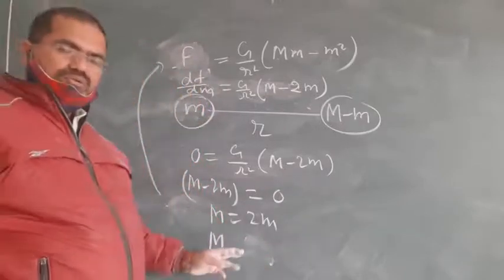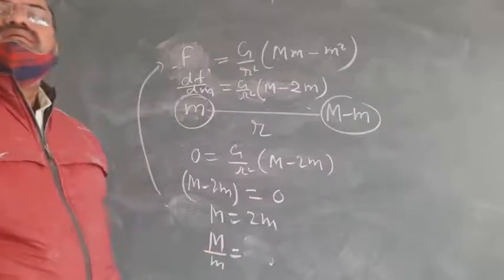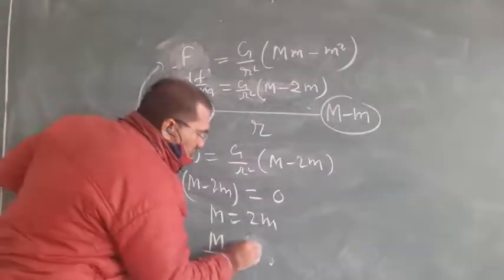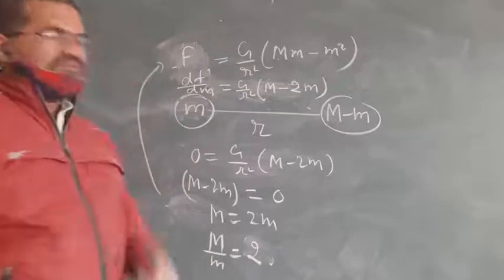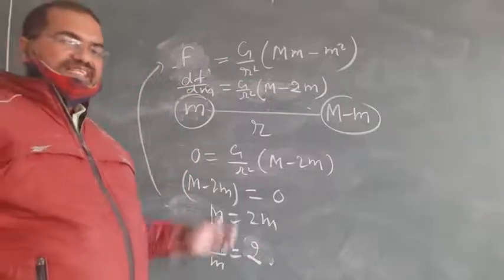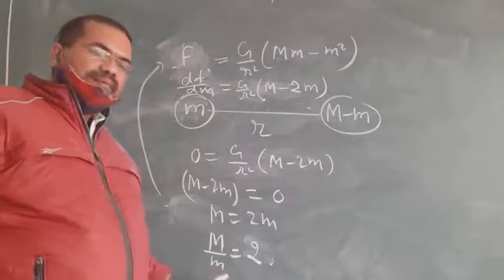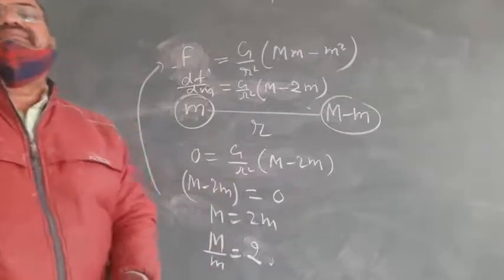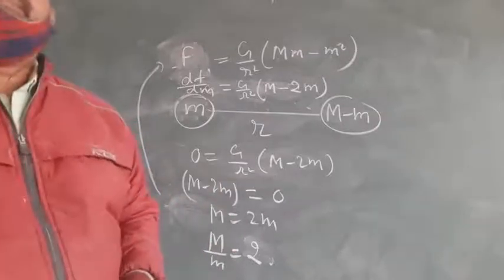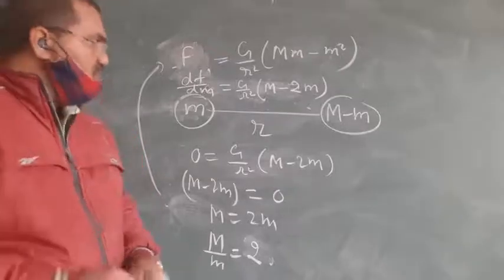So M by m is equal to 2. This is the ratio. So for maximum force between the masses, the ratio of capital M and small m will be 2. This is the answer. Isn't it? Okay, next question.